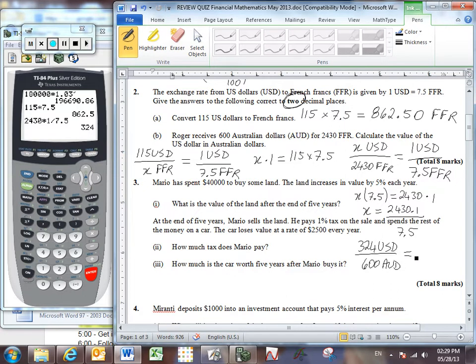And let's find out the value of the US dollar. So that's 1 US dollar. How many Australian dollars are we going to get for it? So again, we'll cross multiply. We get 324 times x is equal to 600 times 1. And so x is equal to 600 divided by 324.